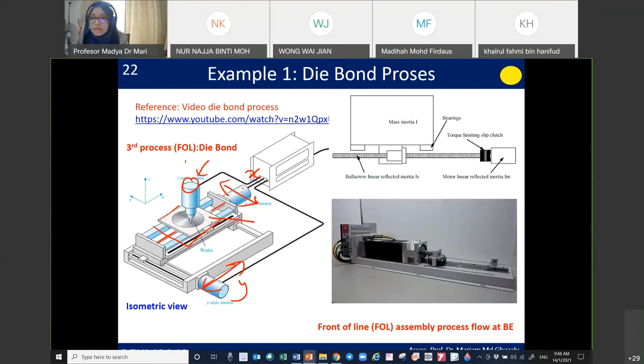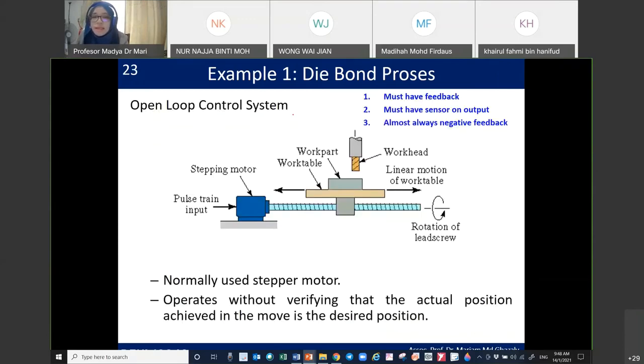So you have the ball screw, and then you connect the ball screw here to a motor. Remember last time, how does the ball screw work? From there you're going to do open loop control. Let's say it's a very simple open loop control. You have the wafer on top of here, and it's going to move left and right. We are taking only one axis, for example this one is the X axis.